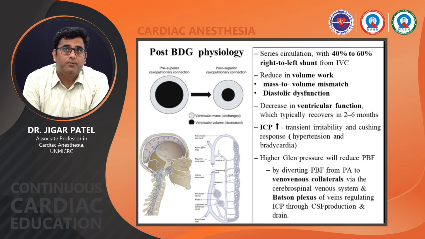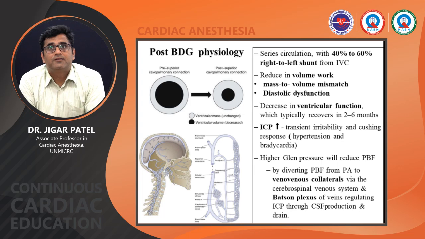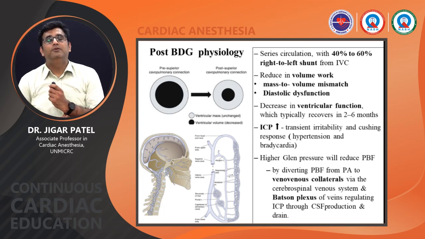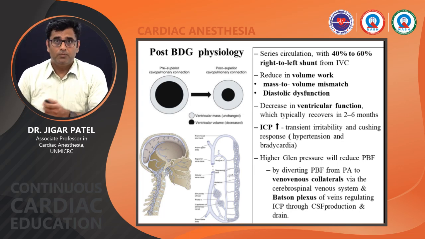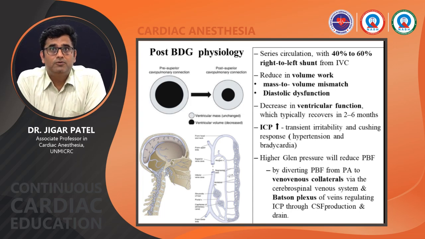Now we will see what happened after bidirectional Glenn. What are the changes in the physiology of circulation? Before BDG there is a multi-distribution circulation, but after BDG we convert into series circulation with 40 to 60% shunting at the level of IVC. So it will significantly reduce the volume work of the ventricle, but it will lead to mass to volume mismatch, and it will lead to diastolic dysfunction. This decrease in ventricular function typically recovers in 2 to 6 months.